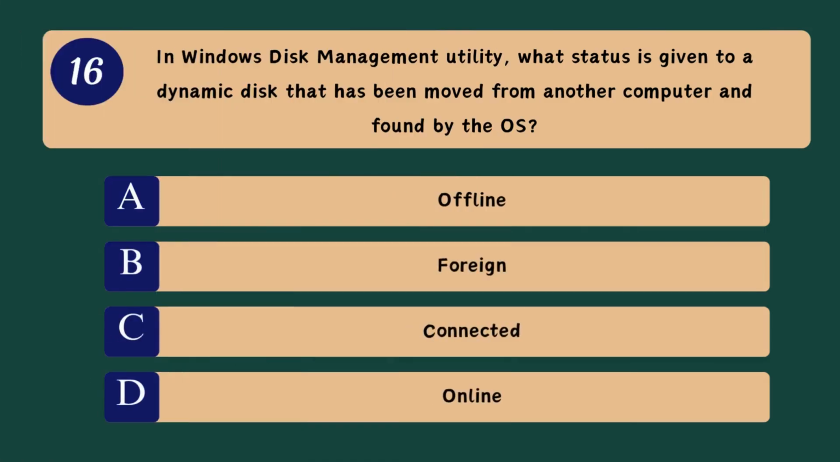Question 16. In Windows Disk Management Utility, what status is given to a dynamic disk that has been moved from another computer and found by the OS? A. Offline. B. Foreign. C. Connected. D. Online.